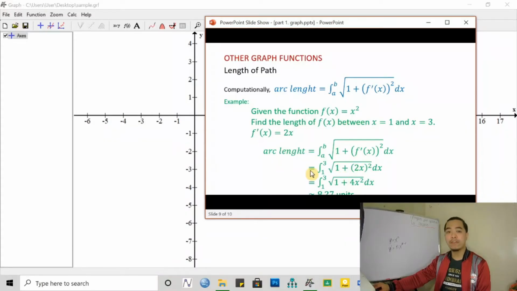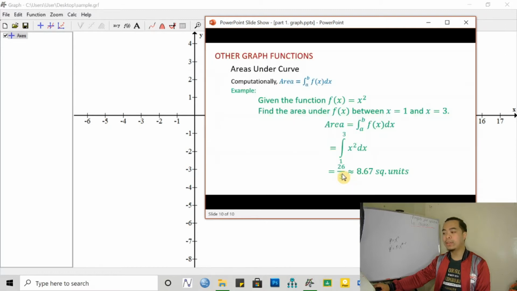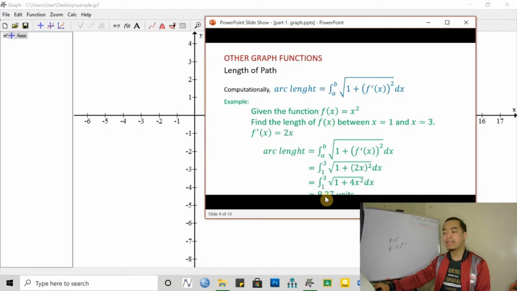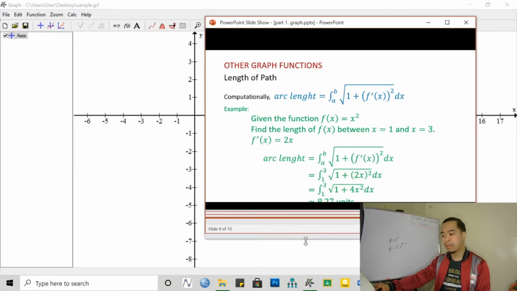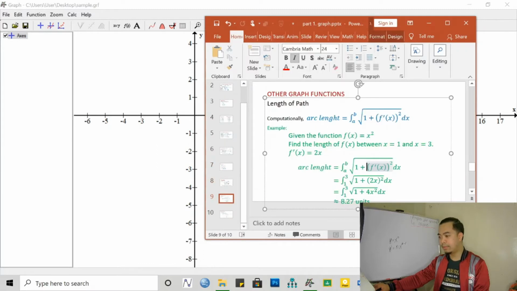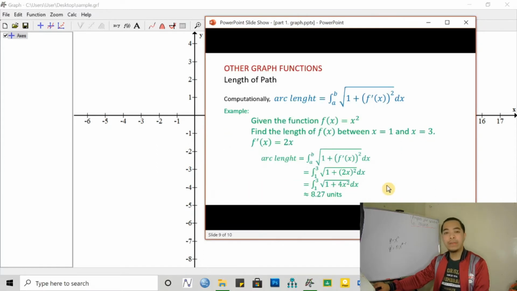Now we can proceed computing for the arc length. So that's the integral of the square root of 1 plus 2x quantity squared. That's why it became 4x squared. And if we calculate this one using our techniques of integration, it would be approximately, yeah, because if we use integrating techniques, we would arrive at 8.27 units.